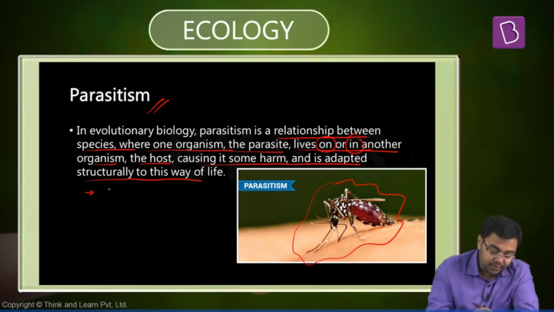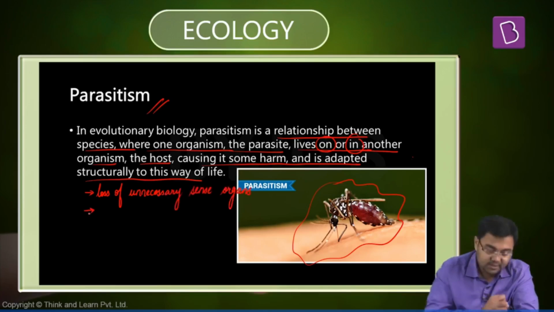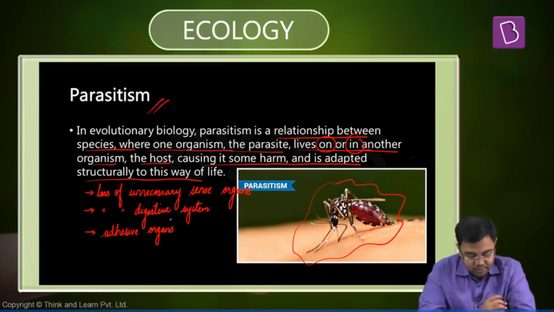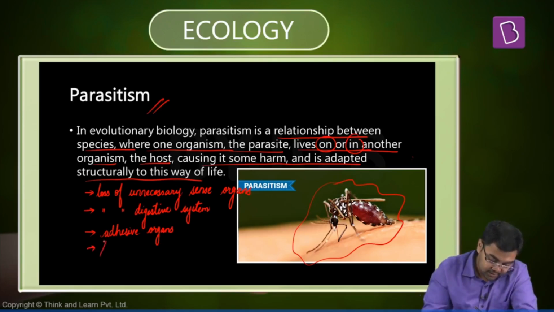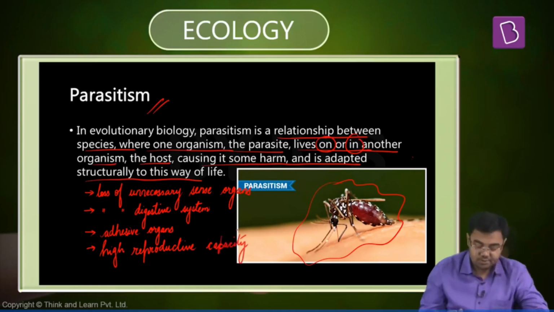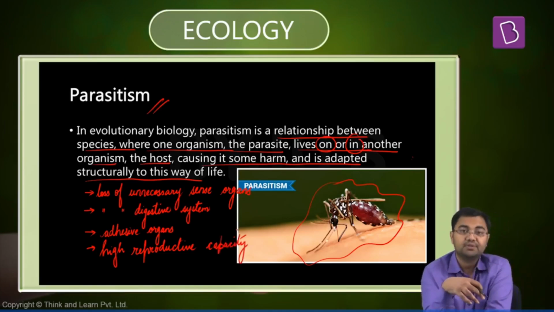First, the adaptation that we are talking about is loss of unnecessary sense organs. Second, loss of digestive system. Third, adhesive organs so that they can cling onto the host. And apart from that, you can also talk about high reproductive capacity. So they have undergone these kinds of adaptations so that they can live easily with their host.